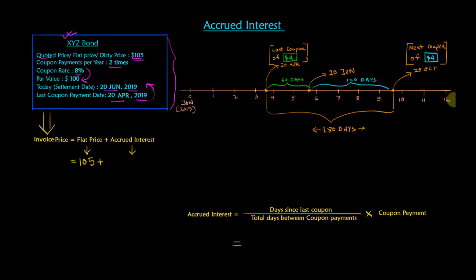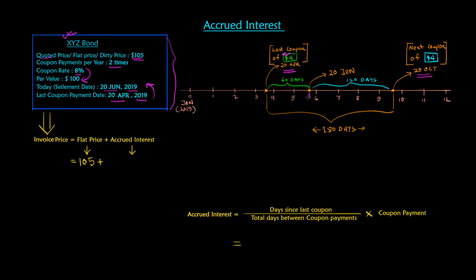Now this is our timeline for the current year, the year 2019. Alright, the first date that we have is the 20th April. On this date the last coupon payment of $4 was made. Then we know that the coupon payments are made 2 times in each year, so we get 1 coupon payment in each 6 months. If you calculate that, you'll see that the next coupon payment day will be 6 months after the last coupon payment day, so that is 20th October 2019.